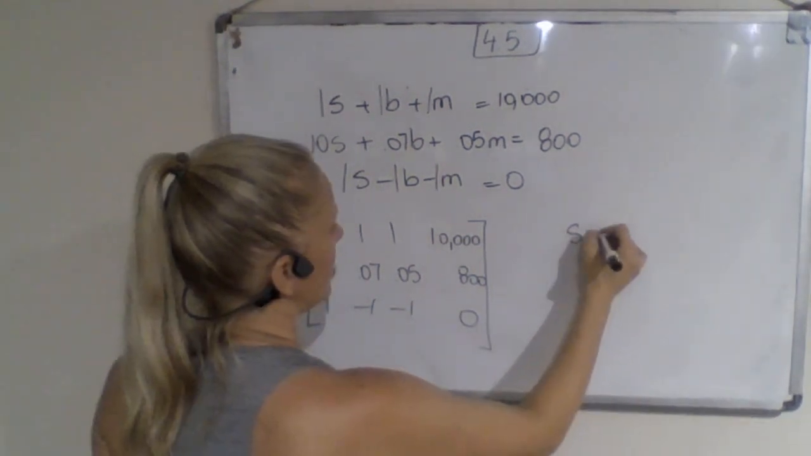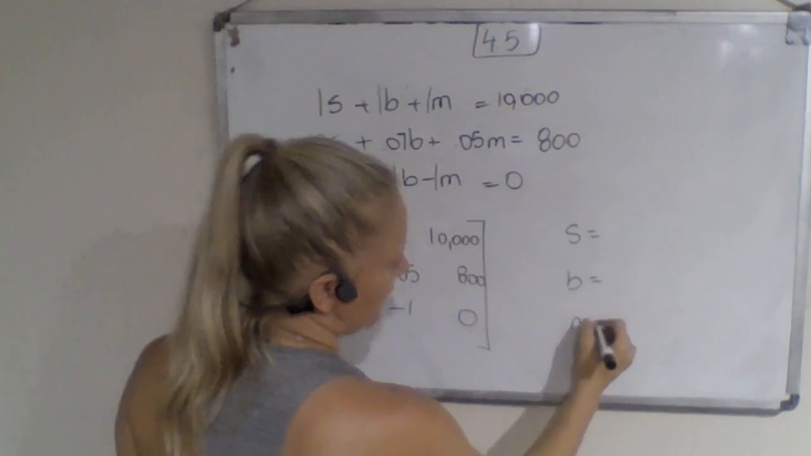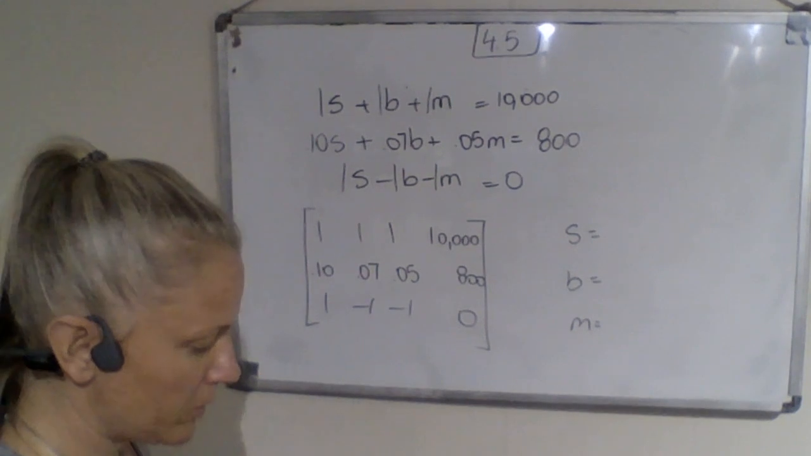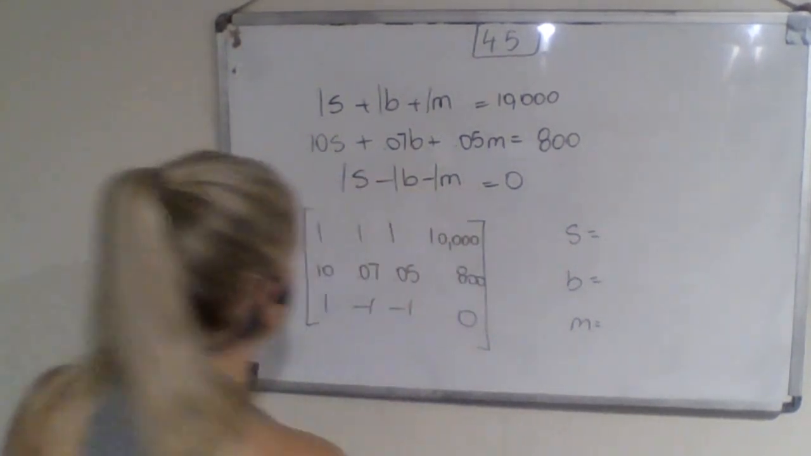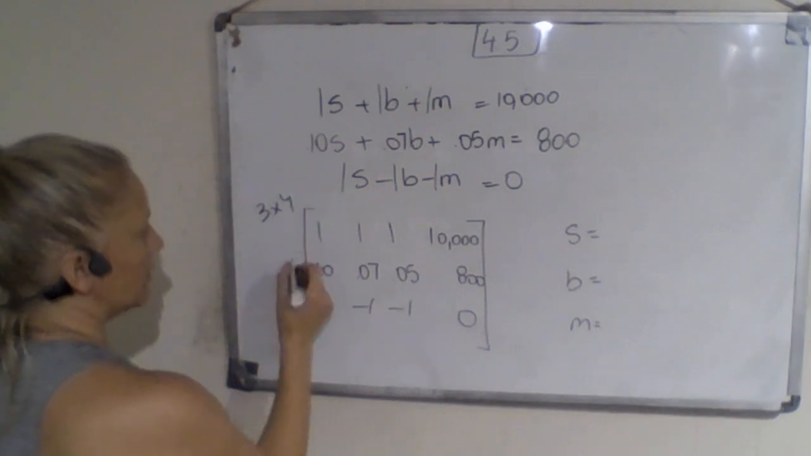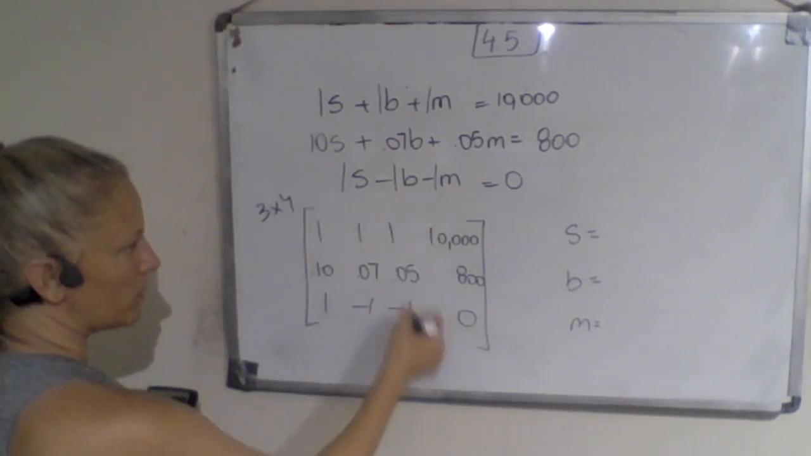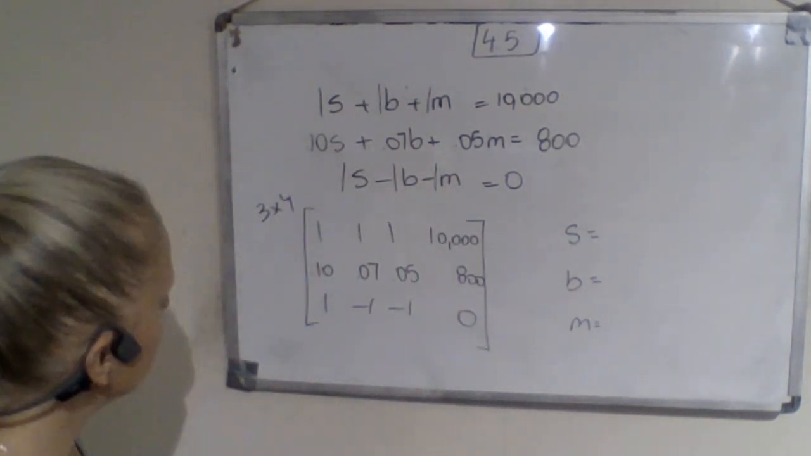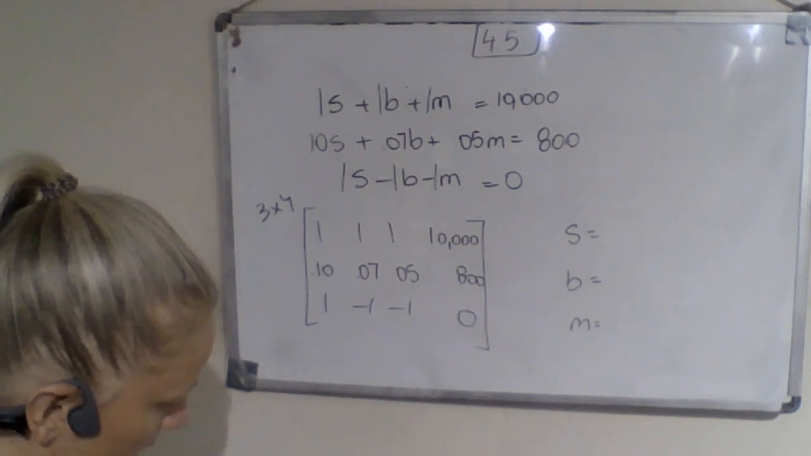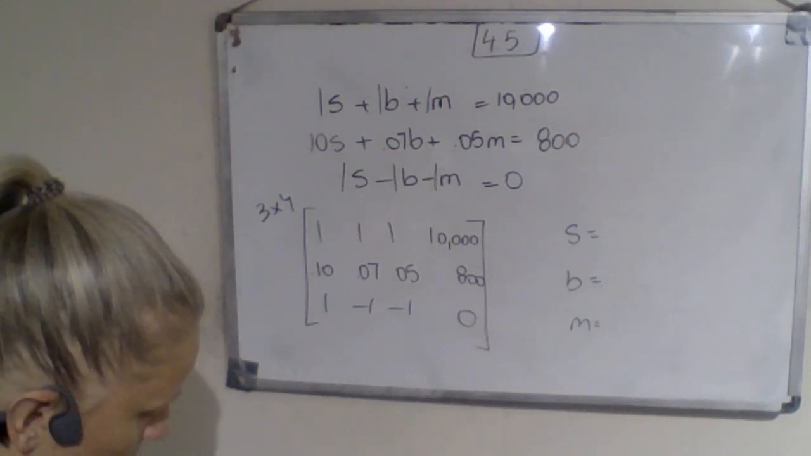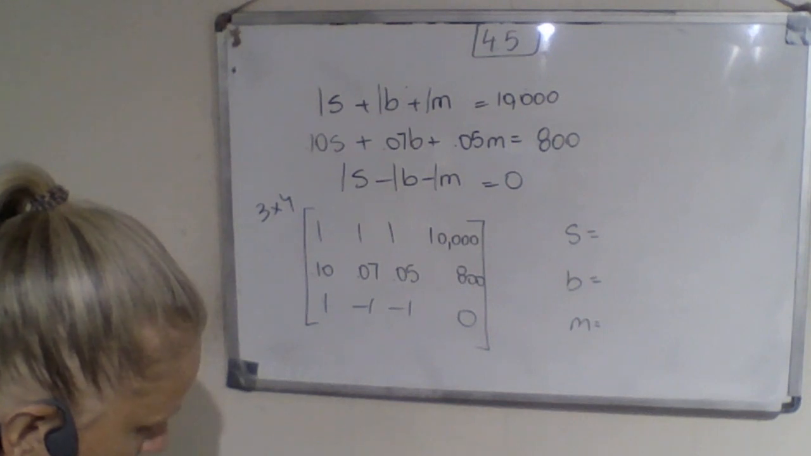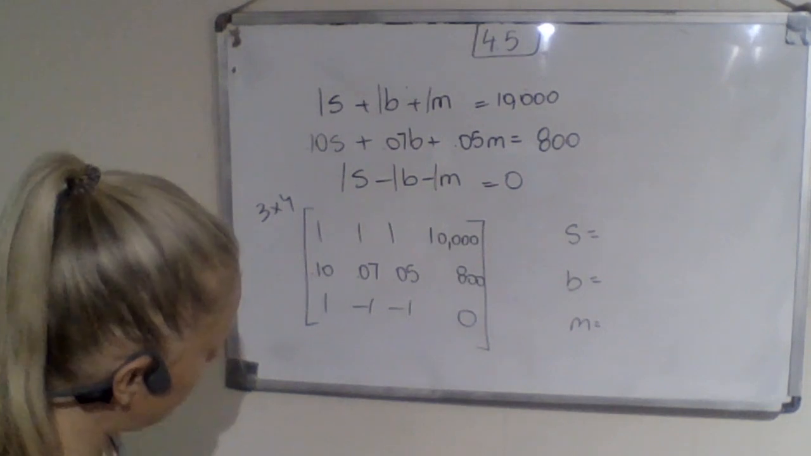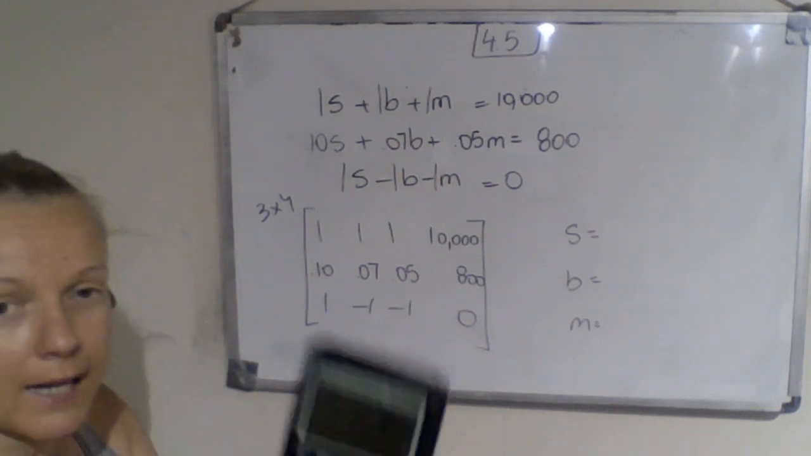And all I have to find out now is what each one of them is. Let's go ahead and do this. Second matrix. I'm going to edit. This is a 3 by 4. 1, 2, 3 rows. 1, 2, 3, 4 columns. I tell it it's a 3 by 4, and I'm going to go 1, 1, 1, 10,000, 0.10, 0.07, 0.05, 800, and then 1, negative 1, negative 1, 0. Okay, I got them all in.